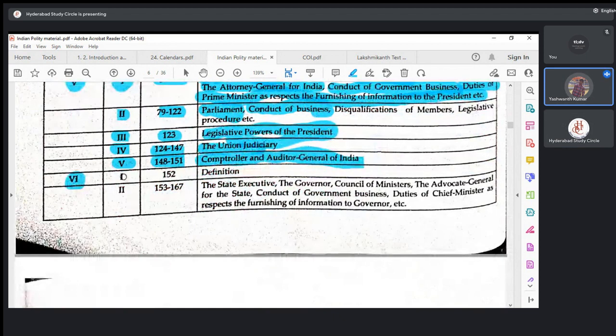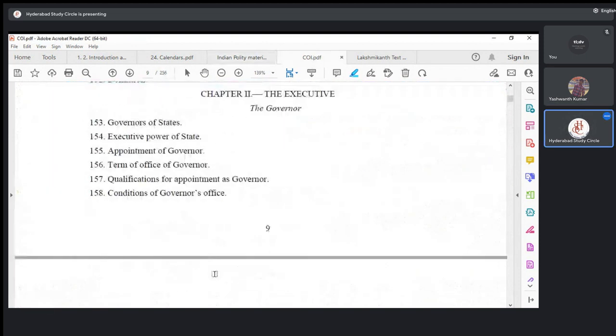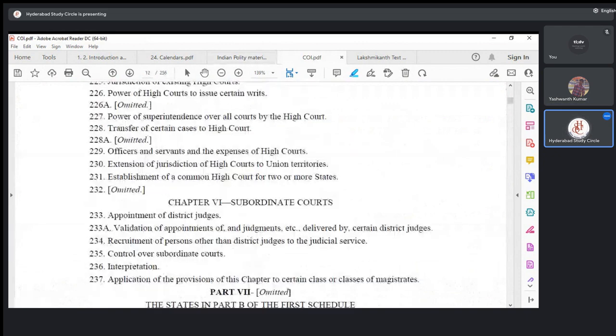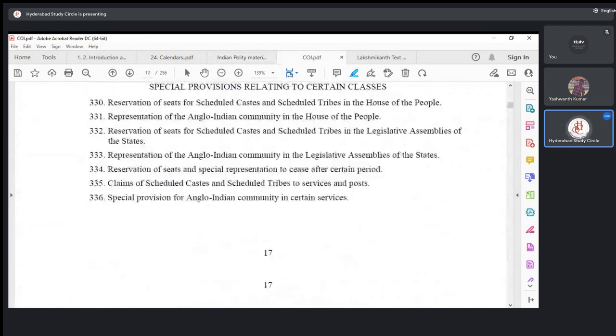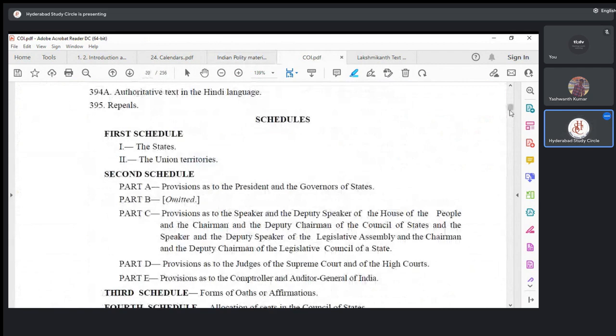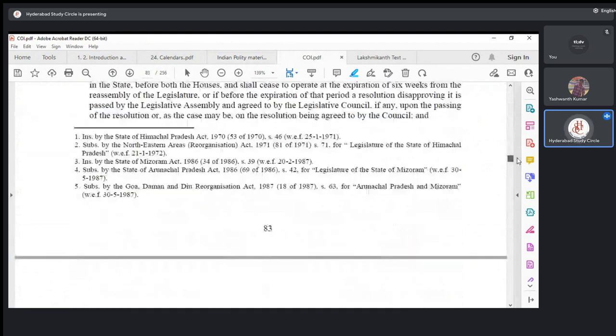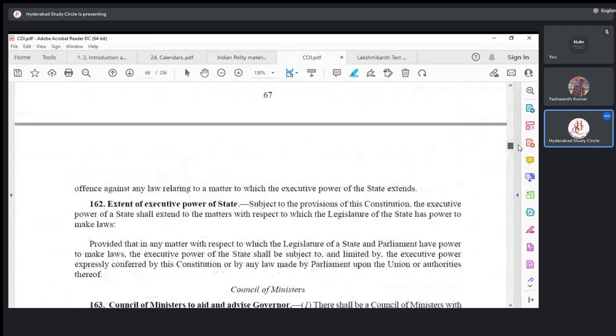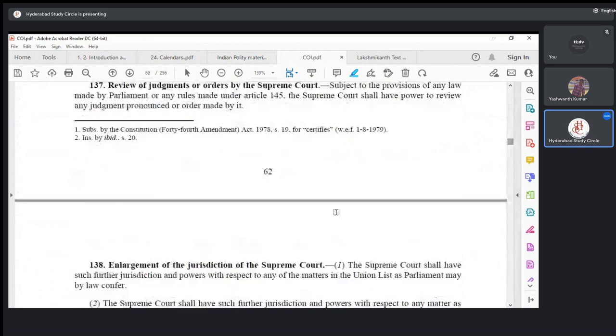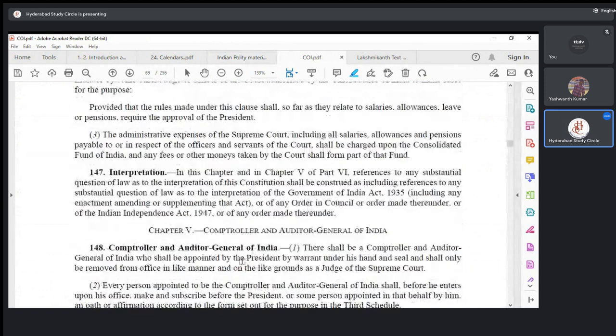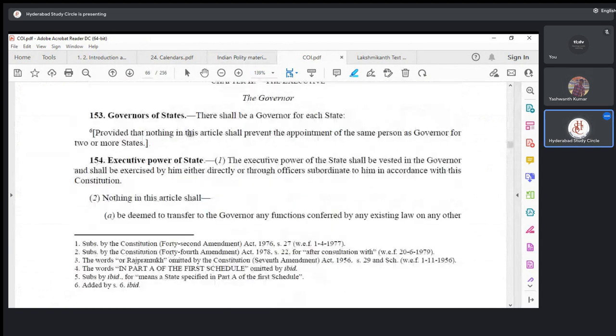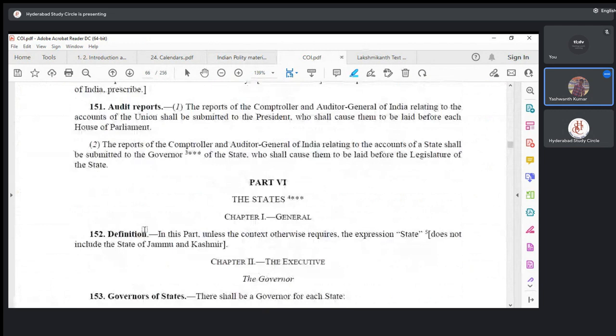Part 6, chapter 1, article number 152, definitions. What definitions do we have? We have already done the definitions. Article number 152. We have read definitions. Do you remember? In the previous classes.